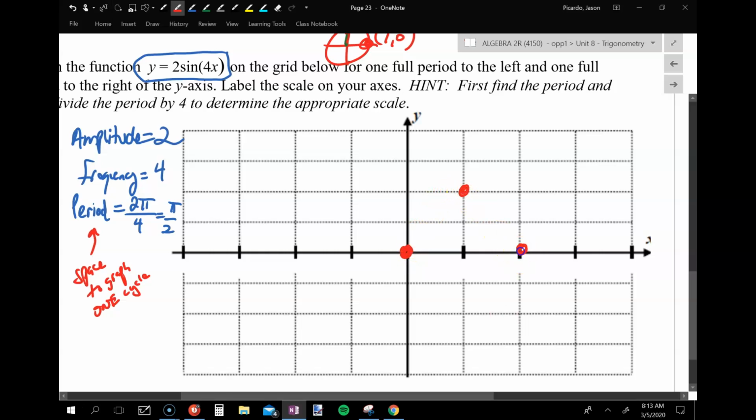So it's going to go here. Where do you think it's going to go next? Down to -2. Where do you think it's going to go next? Back to here, right? How many cycles is that?